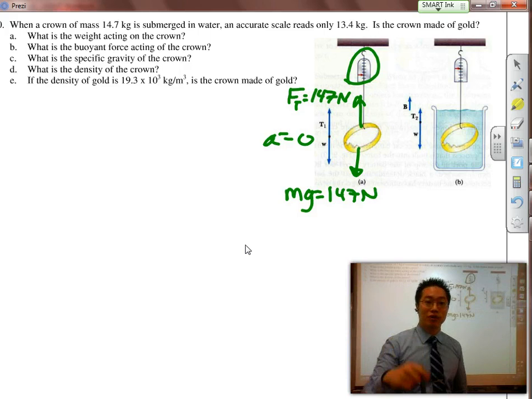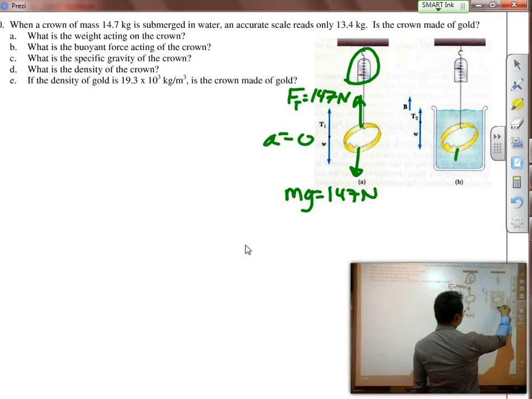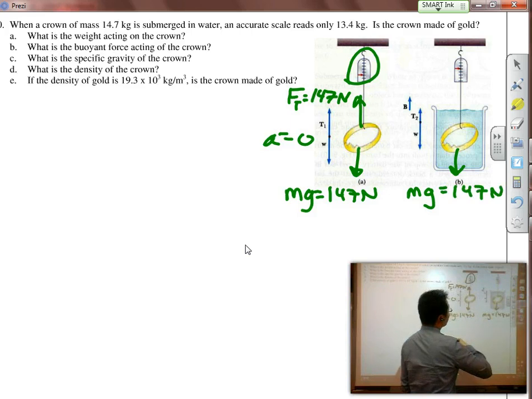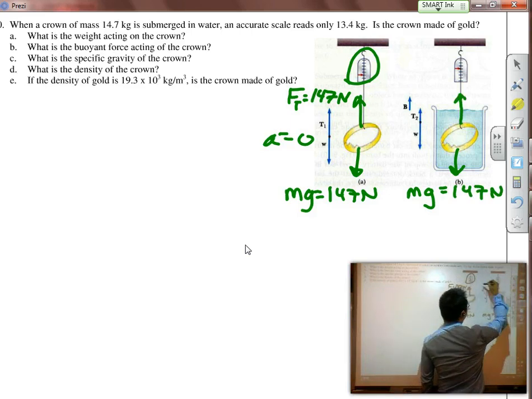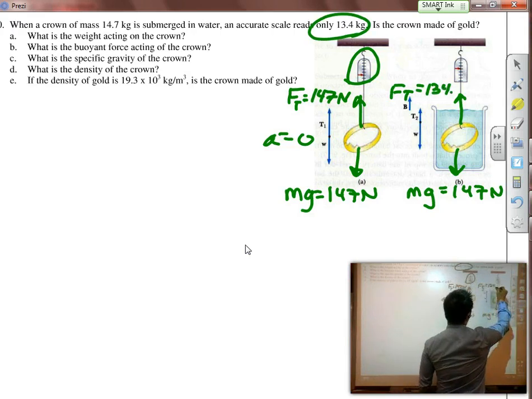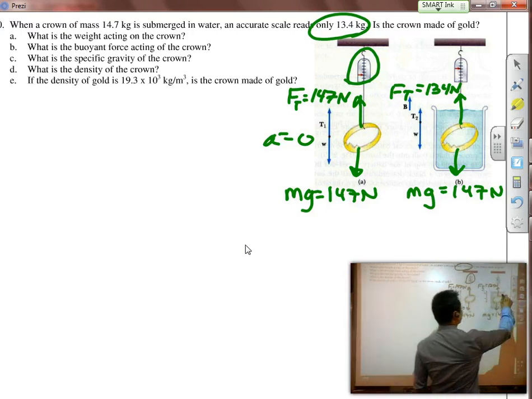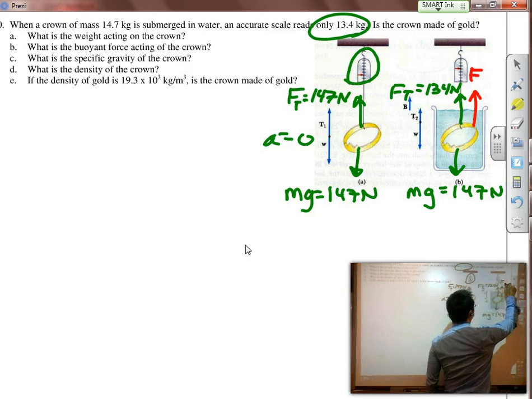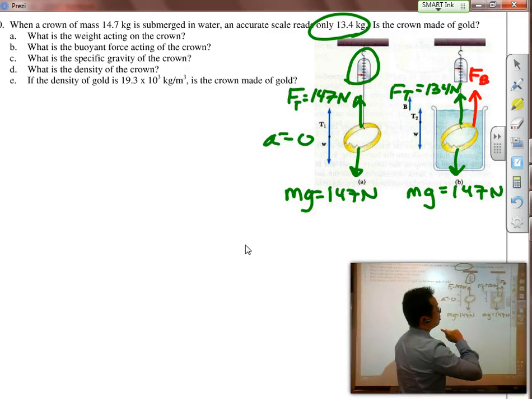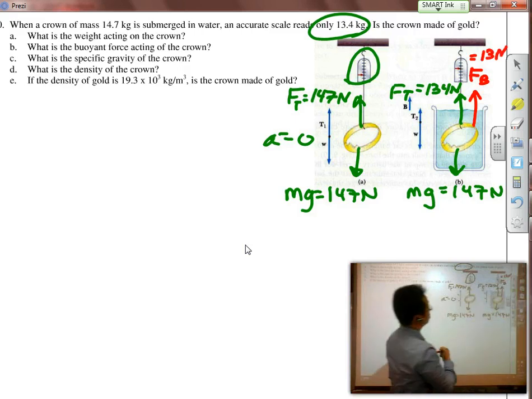Now, when the crown is submerged in water, however, Ft is no longer the only force. The crown, of course, doesn't change weight. It's still 147 newtons. But now they say Ft has a reading of 134 newtons. What must be happening is that the water itself is providing an additional buoyant force, Fb. 147 minus 134 is equal to 13 newtons.